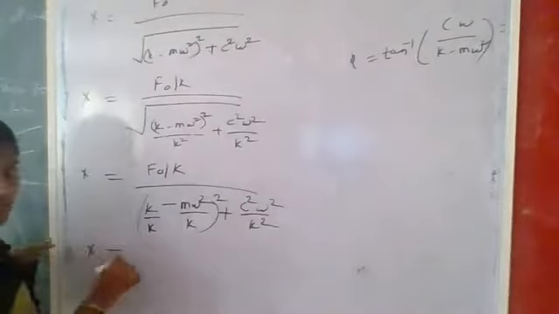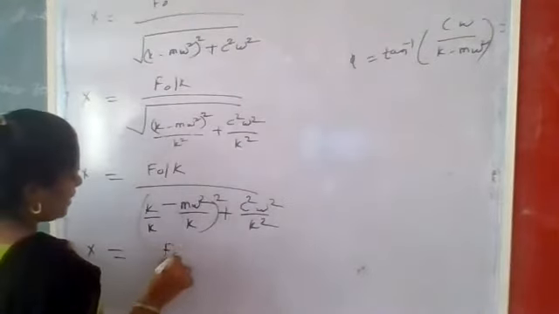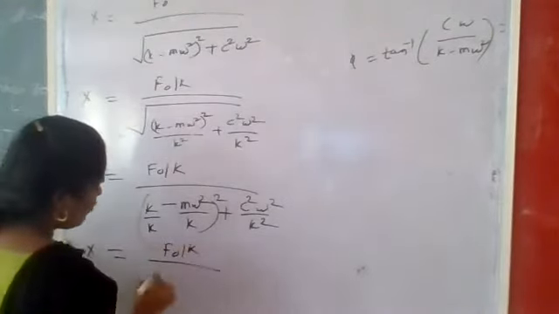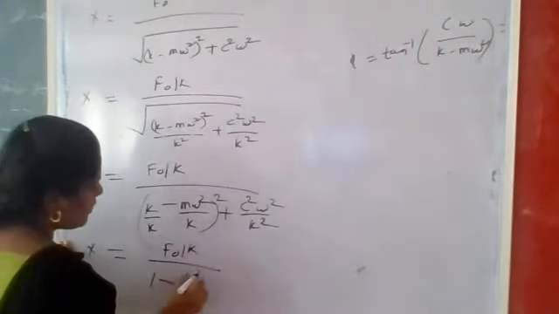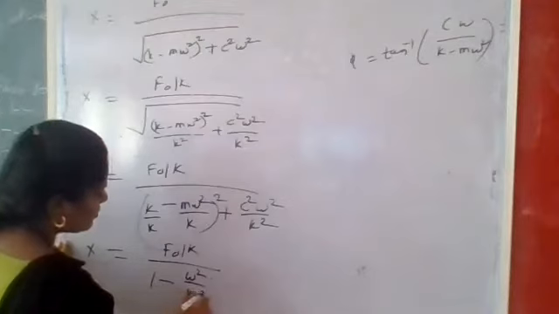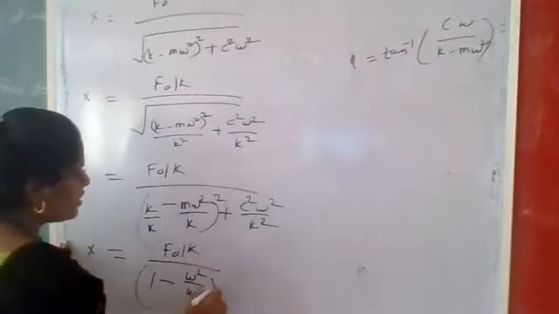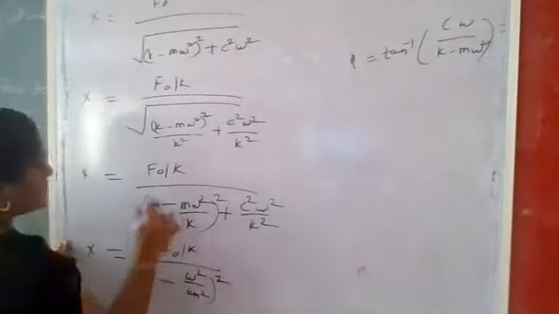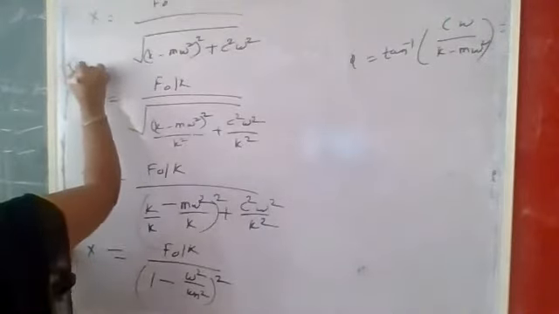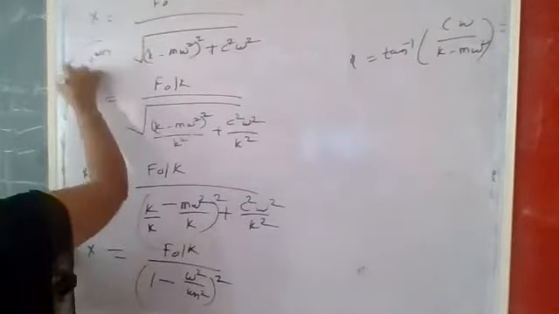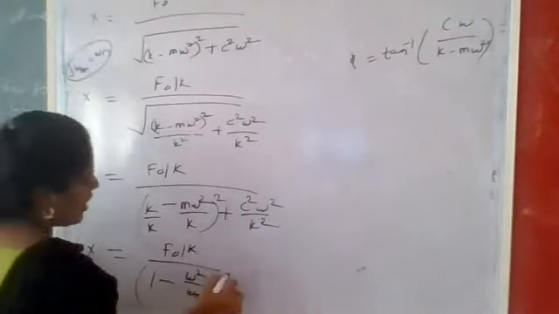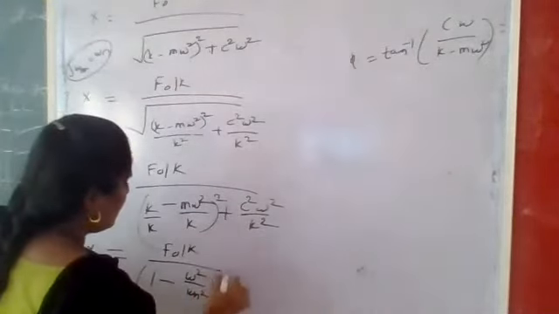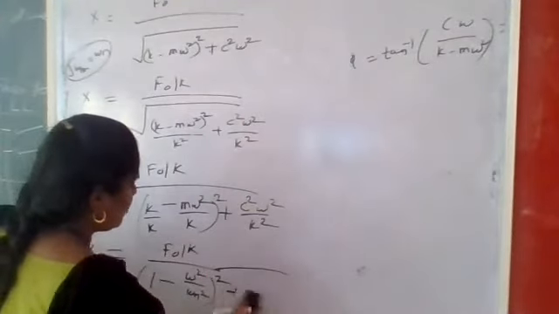So you can write here directly F naught by k as the same divided by 1 minus that k by m. What is k by m? That is omega square divided by omega n square. Why? That is the k by m. Root of k by m is nothing but omega n. So by applying this formula here, k by m is omega n square, and plus whatever the remaining term. That is the remaining term I have to write here.